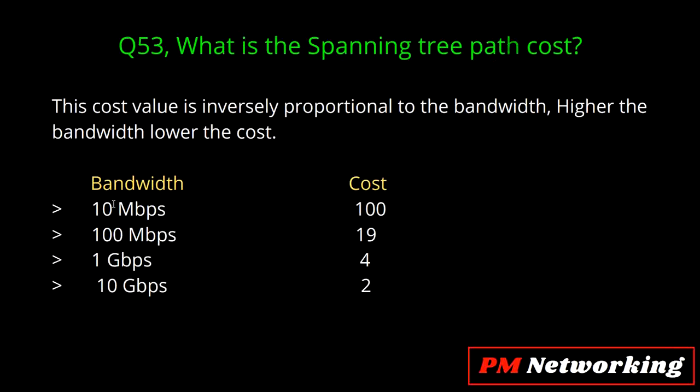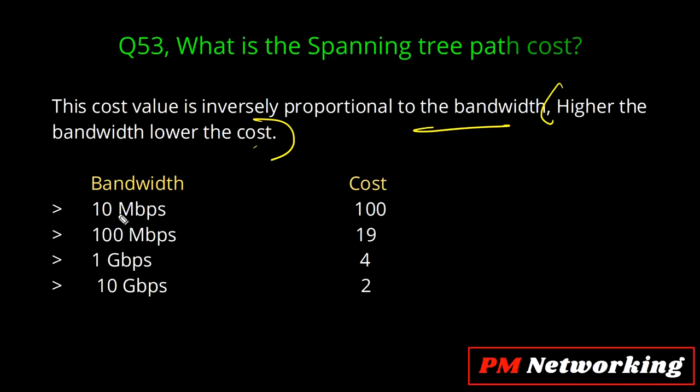The next question is, what is the spanning tree path cost? Guys, these are predefined values, or you can say fixed values. The cost is a value that is inversely proportional to bandwidth. Higher the bandwidth, lower the cost. Always keep this point in mind.